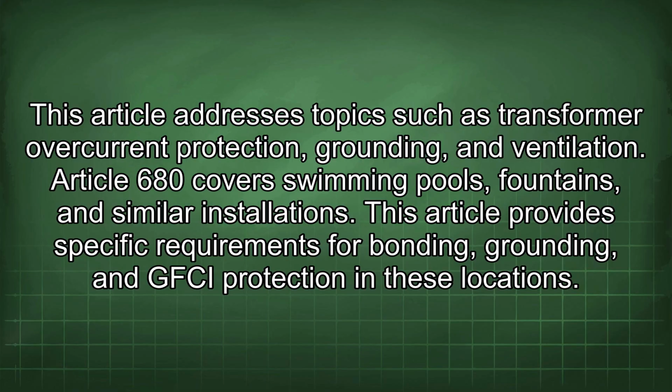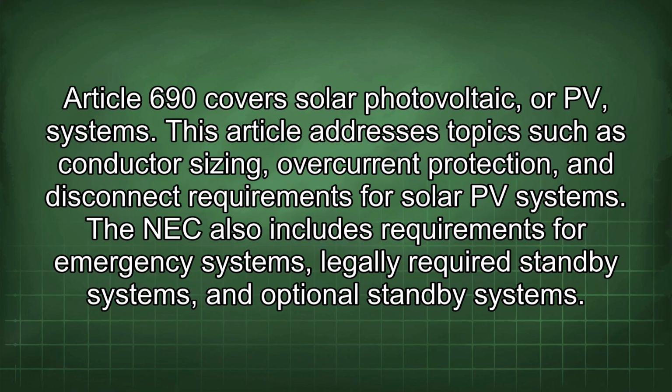Article 680 covers swimming pools, fountains, and similar installations. This article provides specific requirements for bonding, grounding, and GFCI protection in these locations. Article 690 covers solar photovoltaic, or PV, systems. This article addresses topics such as conductor sizing, overcurrent protection, and disconnect requirements for solar PV systems.